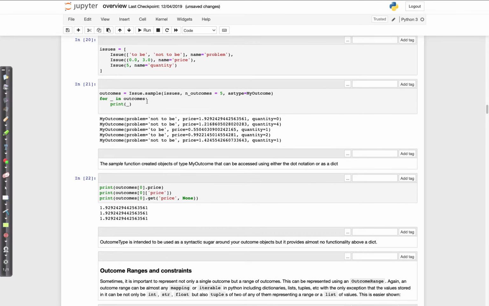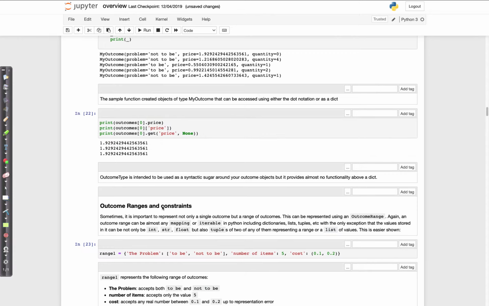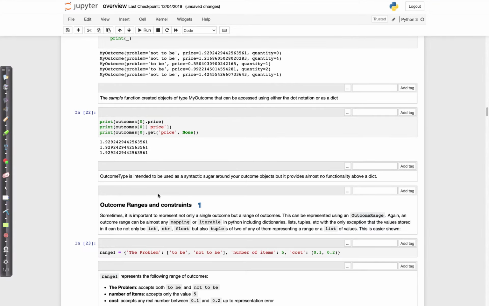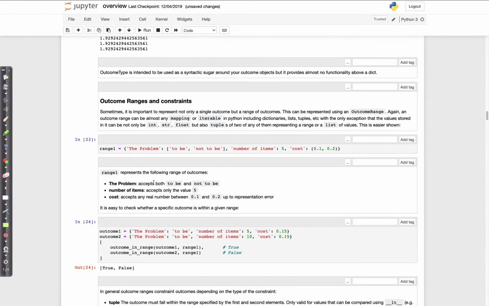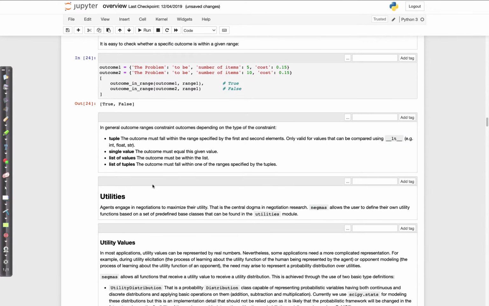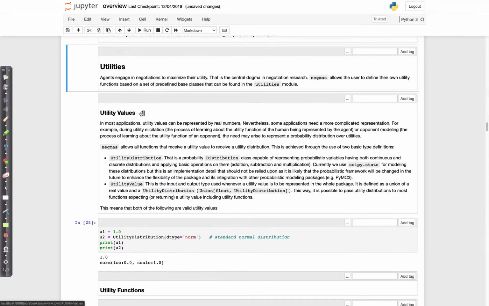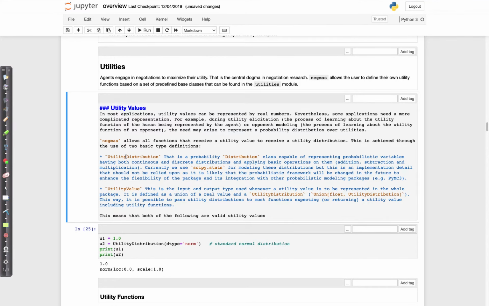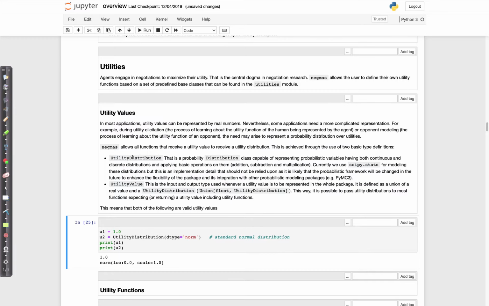So the rest of this part will just speak about some of the functionality available in NegMAS to help you deal with outcome spaces, define ranges on the outcome spaces, subspaces, combined spaces, things like that. The other thing we spoke about was the utility functions. So in NegMAS, there are two types of utility values that are supported. The first one is called utility distribution, which is the probabilistic utility distribution we showed in the presentation, and a utility value, which is simply either a utility distribution or a float, a real number.